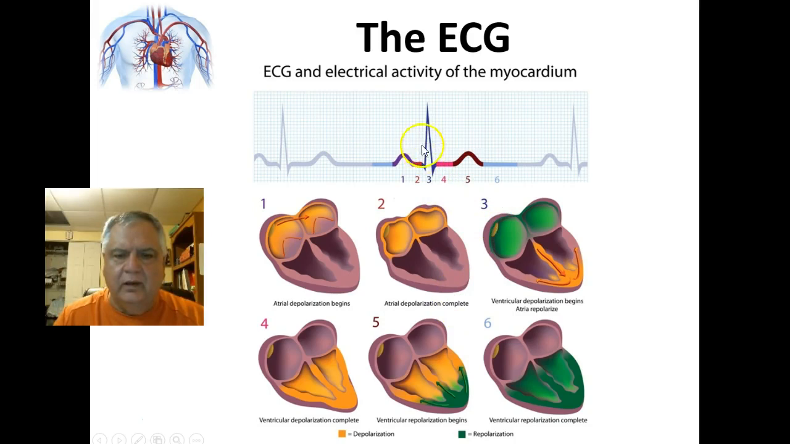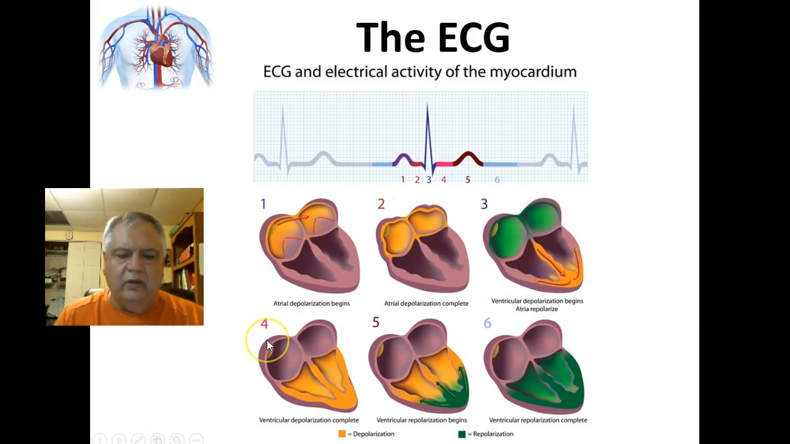Now at 3, this QRS complex right here, we see this large wave, is going to represent the time during which ventricular depolarization is going to begin. Now also at this time, the atria are going to repolarize. Do we see a little bump for the atria? No. What we find is the little bump where the atria are repolarizing is going to be masked by this deflection from the depolarization of the ventricles.